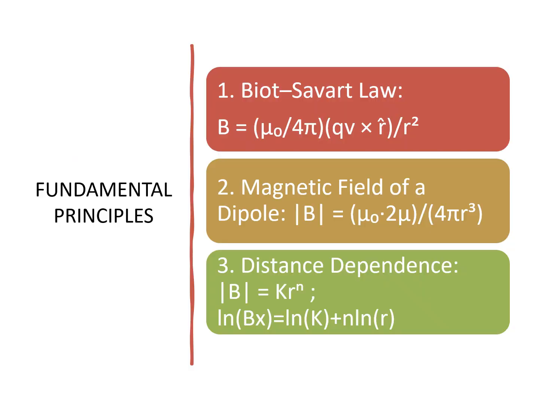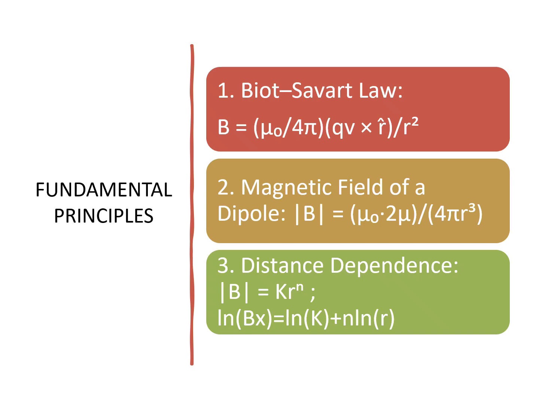Some fundamental principles behind this lab. First and foremost, we have the Biot-Savart law, which is just the magnetic field equals a constant, sometimes referred to as Km. Here it's written as mu naught divided by 4 pi times the cross product of the charge of whatever particle is in question times its velocity times r hat, divided by the magnitude of r squared.